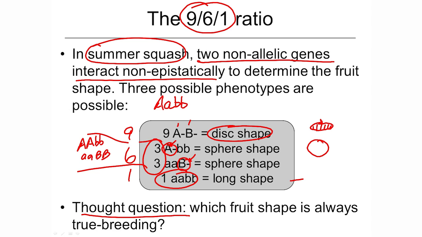I think you guys have got it. It's got to be, which one? The long shape is the one that is always going to be true breeding, right? Because the only way to be long is to be little a, little b, and that has to be true breeding. If you go through all the other ones, they can be, but there are situations in which you could be heterozygous at either locus, and then you're not going to be true breeding.